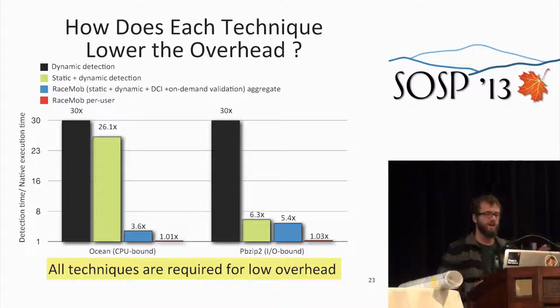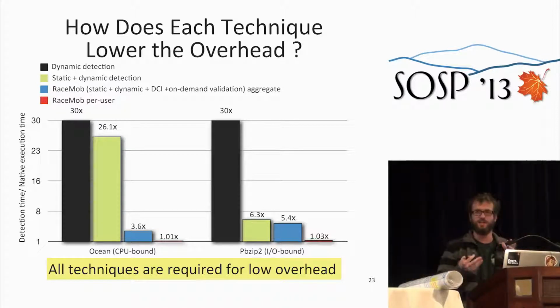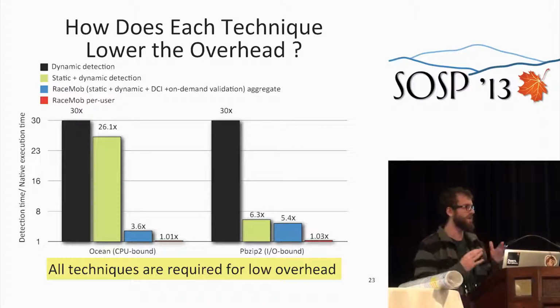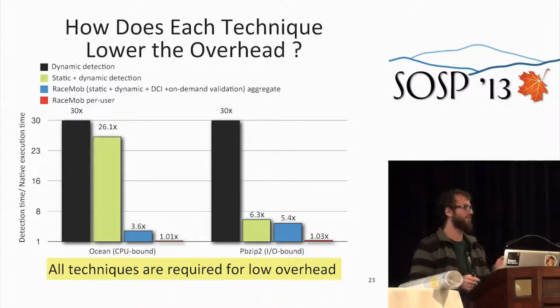We can see that there is a high variance in the contribution of each technique, and we conclude that neither technique is dominant in reducing the overhead on its own, but the real benefit comes from their combination. Said differently, removing any one of the techniques will impact the overhead significantly.